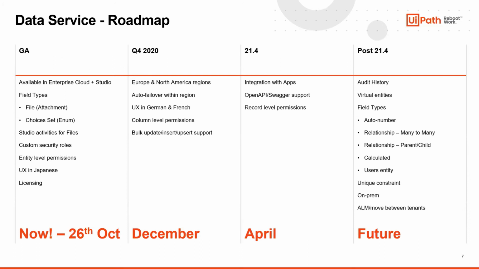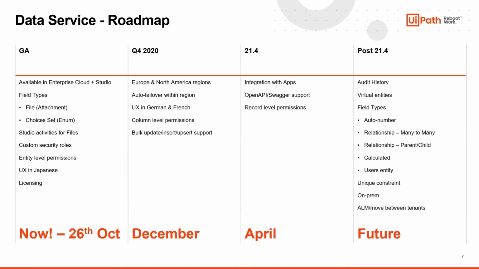And beyond the first quarter or the 21.4 release, there are a bunch of items around audit history, virtual entities, additional field types, unique constraint on-prem, which is all in the scope for 21 right now. We will reprioritize those items based on customer feedback and usage.